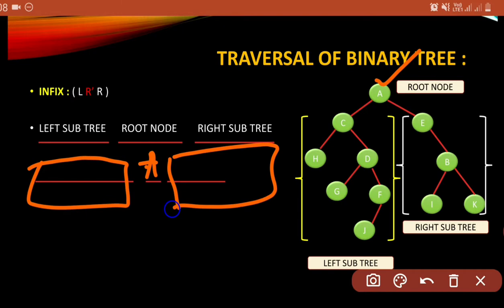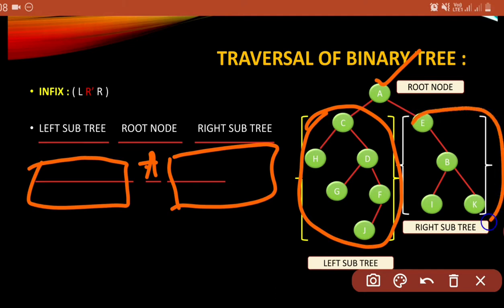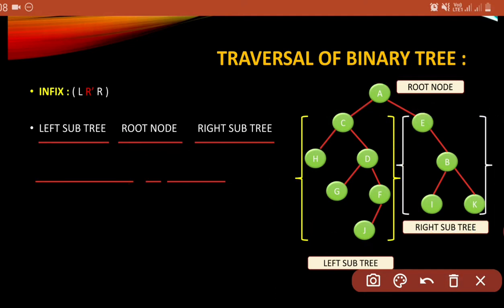Now, slowly we are moving further. Left subtree is this, right subtree is this. How are we going to write one by one? If I'm writing the left subtree first, then what do I have to write? The left subtree contains C as root node. That's why I'm writing C. But C as root node should be in the center. That's why I have to write it in the center.